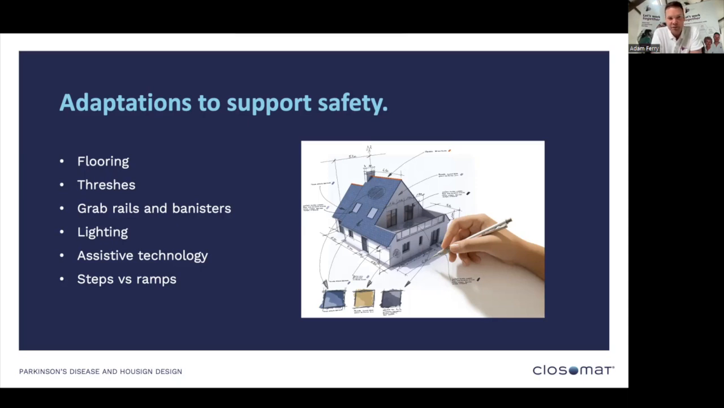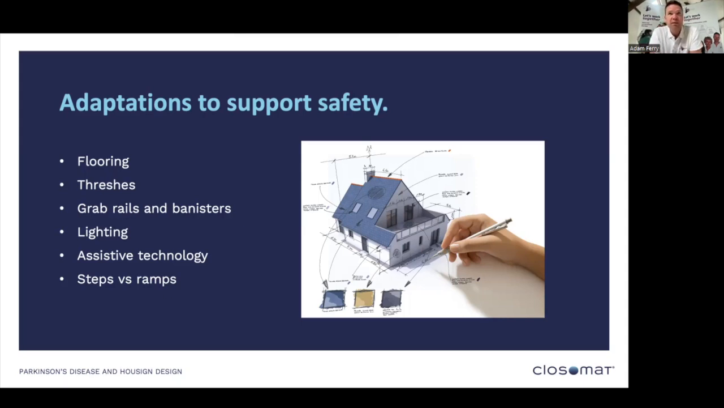There are other assistive technologies that we'll talk about within independence on the next slide. And steps versus ramps is a really interesting one. You might all have completely different views on it, but I've put it in there because we shouldn't make the assumption that a ramp is safer. I've seen lots of OT reports where the person's immediately gone to ramping because they think, well, in the future, the person's going to be using a rollator or they might need a wheelchair. And they might be absolutely right.